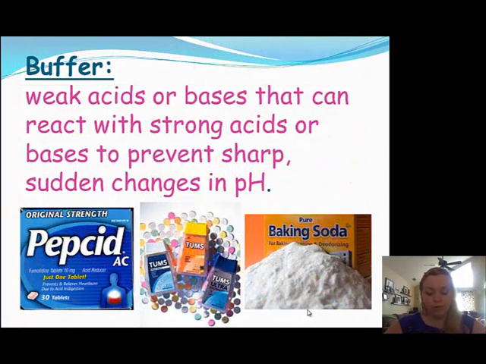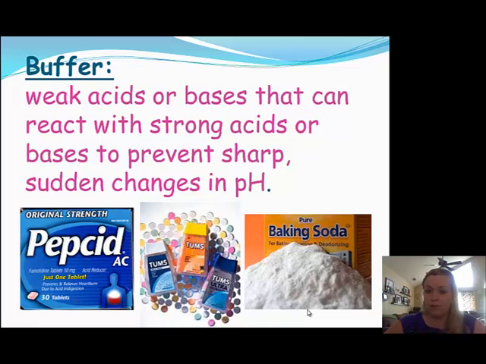Okay, now earlier I mentioned stomach acid, and I said that there are things that you can take that can neutralize that stomach acid. Now, those are called buffers. So weak acids or bases can react with strong acids or bases and can change essentially the pH. Now, buffers are pretty common in medications that are used. A lot of different heart medications are actually buffers. They can lower the pH of blood.